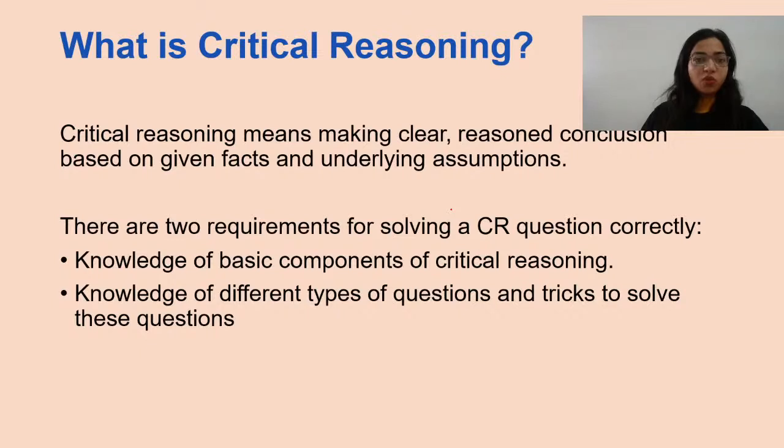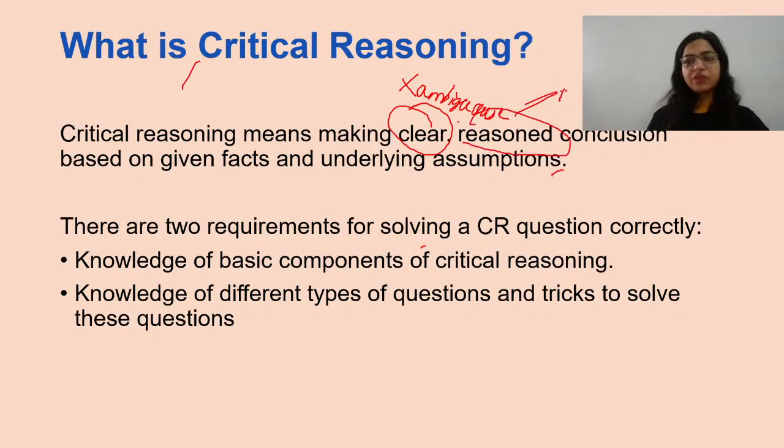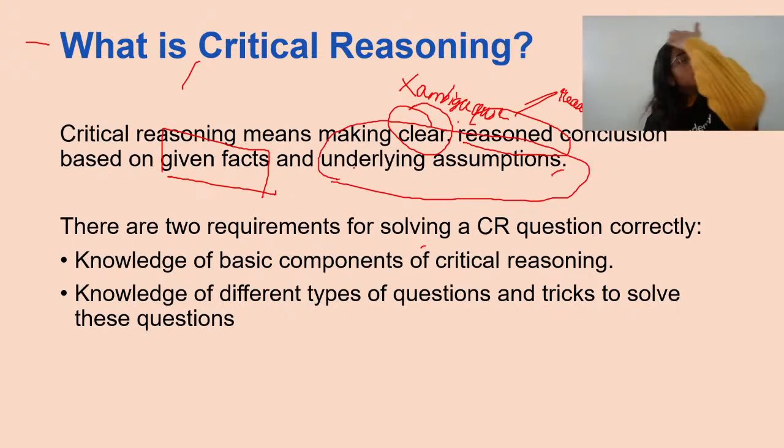So now that I've told you what is critical reasoning, let me tell you in terms of the dictionary. Critical reasoning means making clear reasoned conclusions based on given facts and underlying assumptions. So whatever reasoning you make has to be clear. It should not be ambiguous. Then you have reasoned conclusions, having good reasons based on given facts. Remember, not your own, but based on the given facts and underlying assumptions. So there must be assumptions.